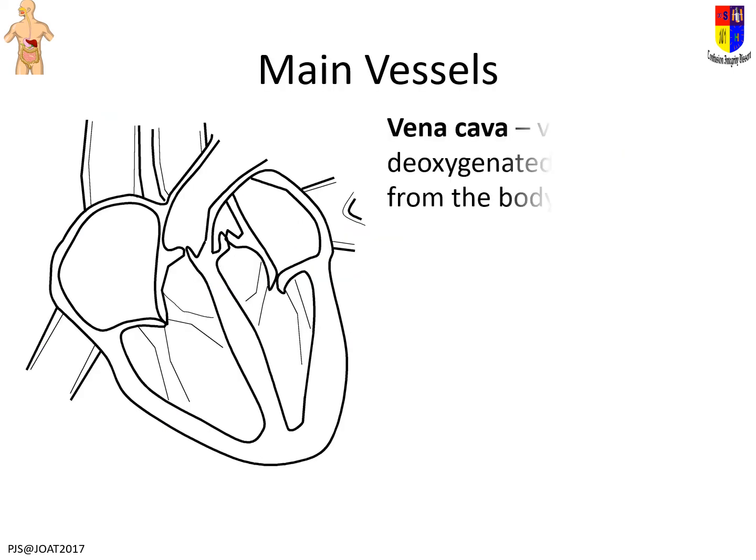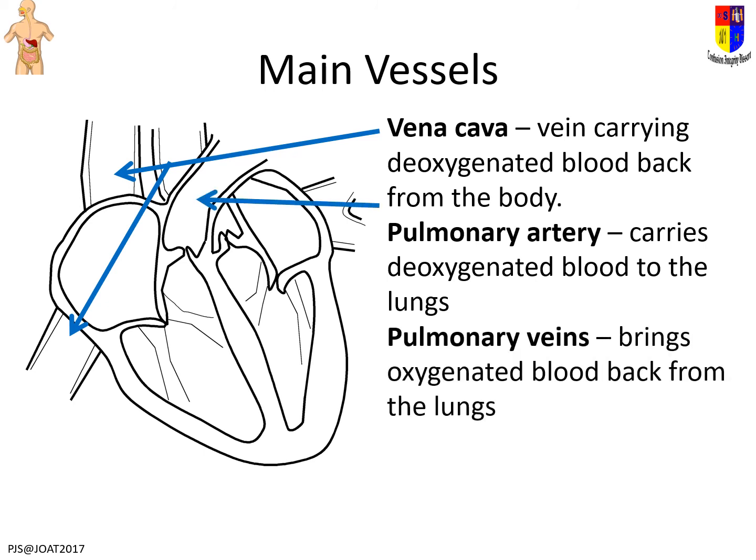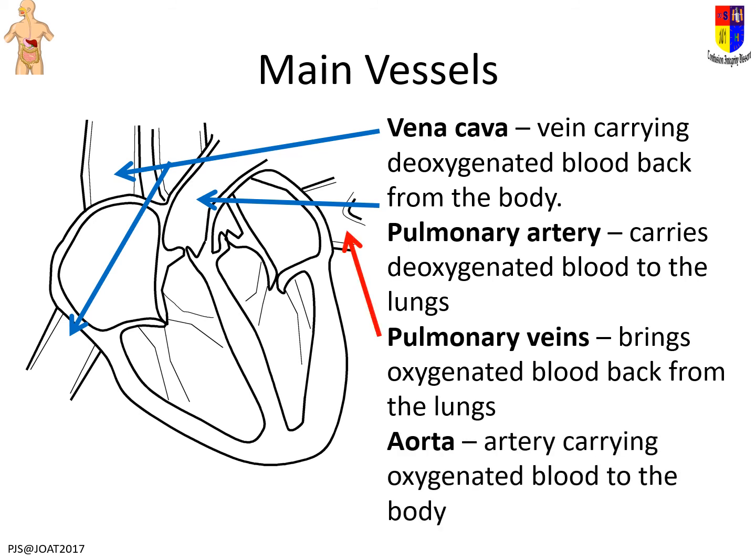So your main vessels: the vena cava is bringing your deoxygenated blood back from the body in here. Your pulmonary artery is taking deoxygenated blood to the lungs. Your pulmonary veins bring oxygenated blood back from the lungs, and your aorta carries oxygenated blood away to the body. There are your four.